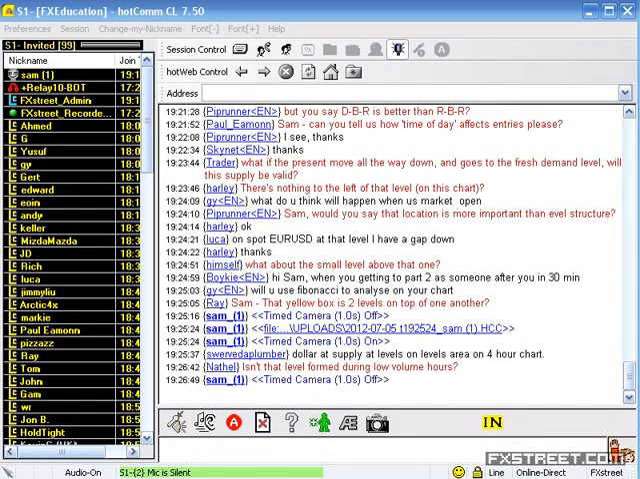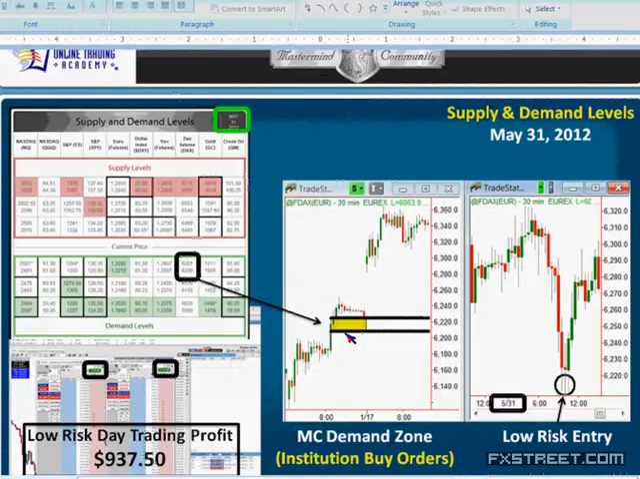Give me just a moment. I'll show you why. But this is very important. This is the level we found, and I do this supply and demand grid every day at Online Trading Academy.